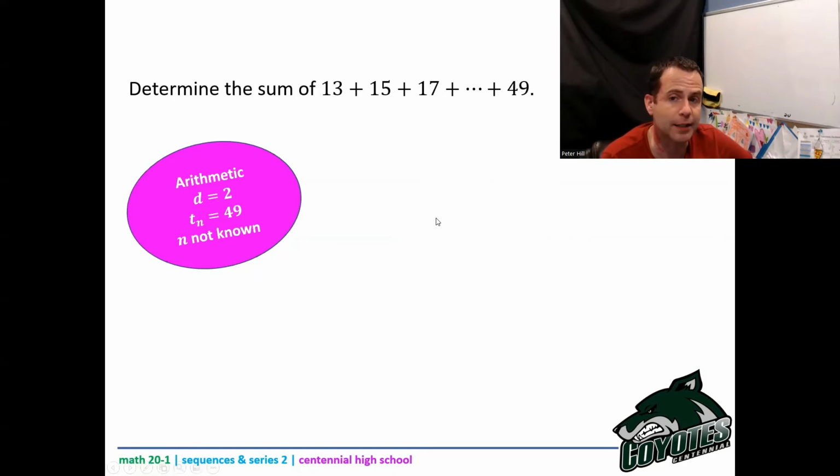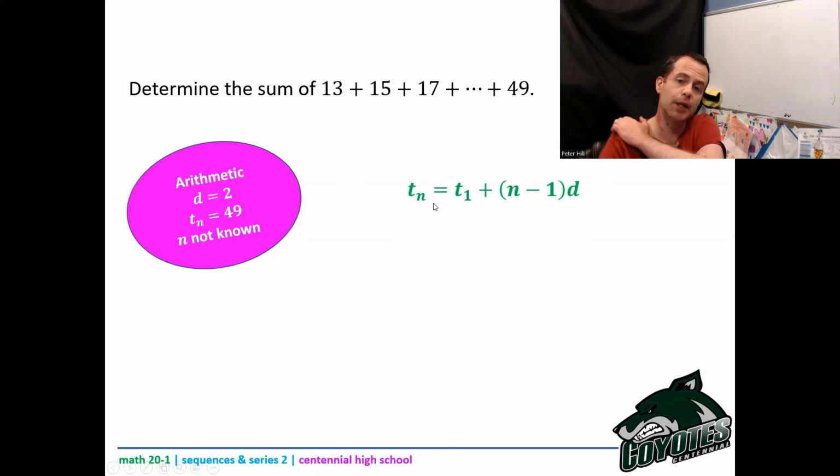known. So I'm going to go back to my general form, T of n equals T1 plus n minus 1 times D. I'm going to plug in 13 for T1, I'm going to plug in 2 for D, I'm going to plug in 49 for Tn, so I can solve for n.